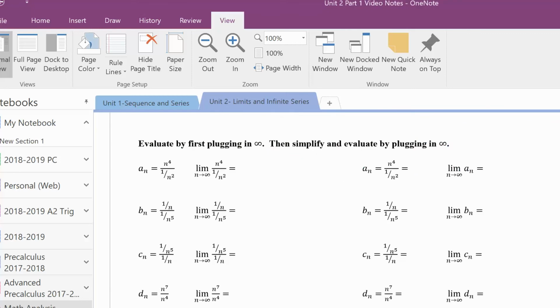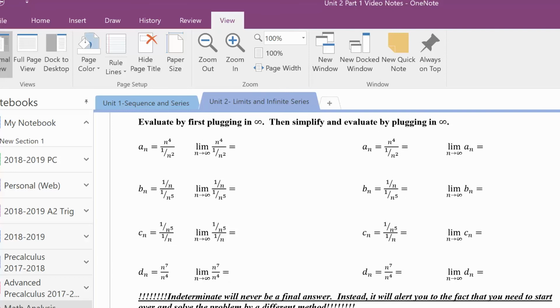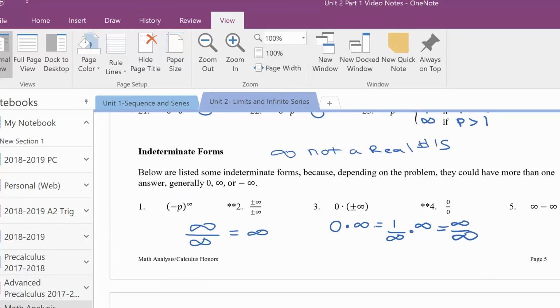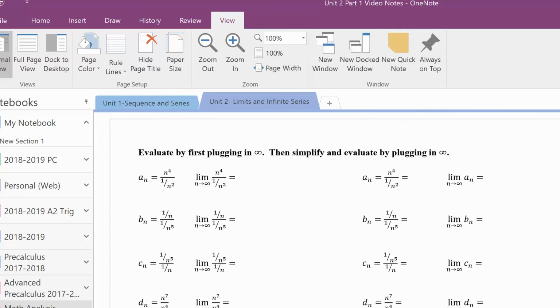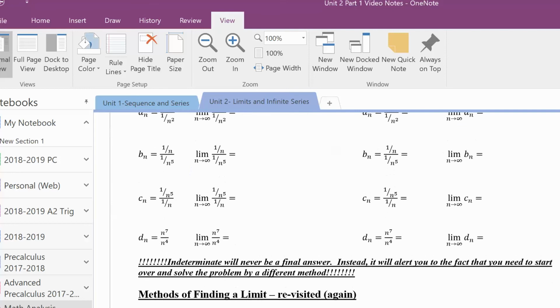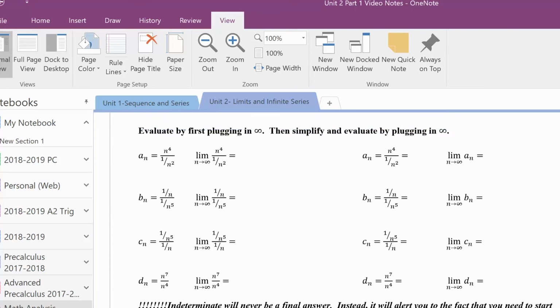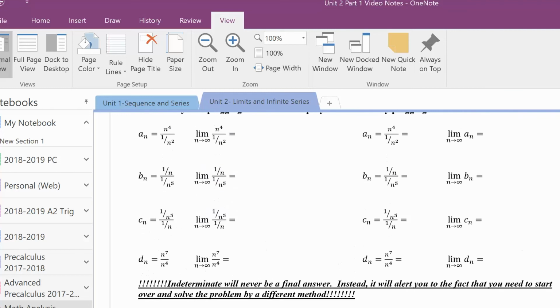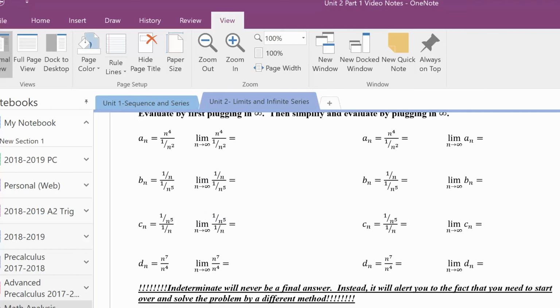Welcome to tonight's video. We'll continue talking about limits. And so we talked at the end about indeterminate forms and what some of them were. Now understand that indeterminate is not an answer, okay? Those forms aren't an answer, but they do alert you to the fact that you may need to start over and solve the problem by a different method, as it says there on the bottom.